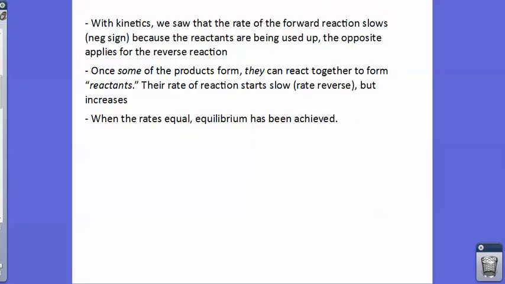With kinetics, we saw that the rate of the forward reaction slows because the reactants are being used up. The opposite applies for the reverse reaction. As you're using up particles, it's less likely you're going to have two of the particles you need to collide.